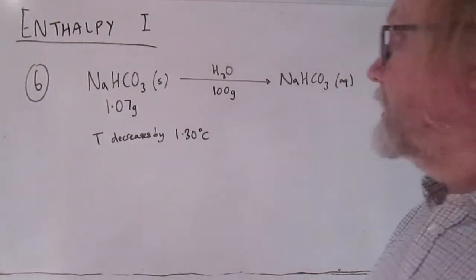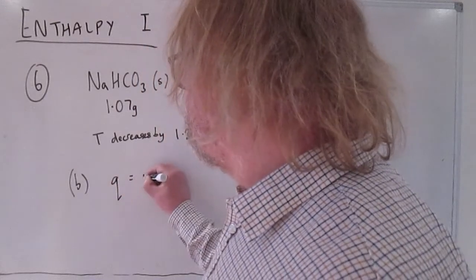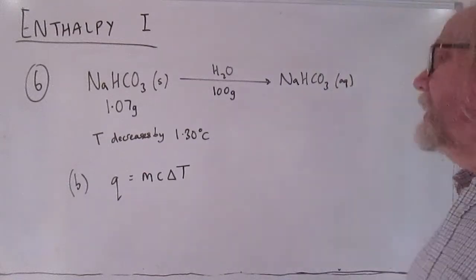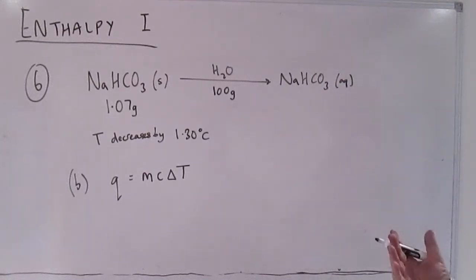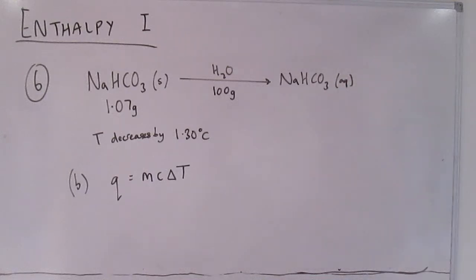So we can then calculate in B, Q equals mc delta T, the usual thing. And M, remember, is the mass of what's being heated up. So what we end up with is a solution of sodium hydrogen carbonate in water. So that's where the heat is. It's heating the solution. And as always, we ignore everything except the water.